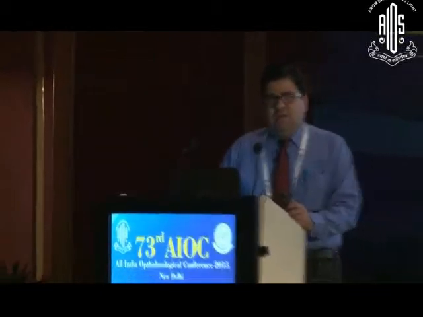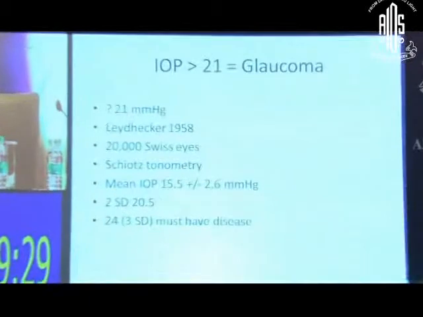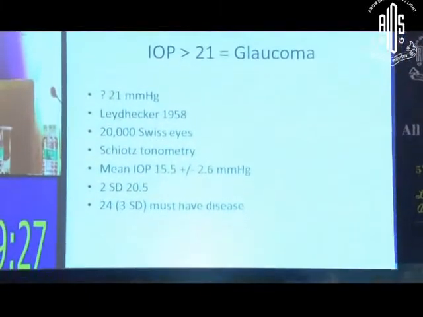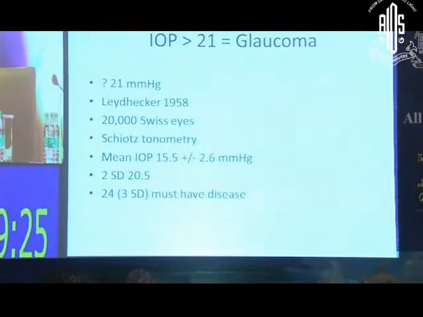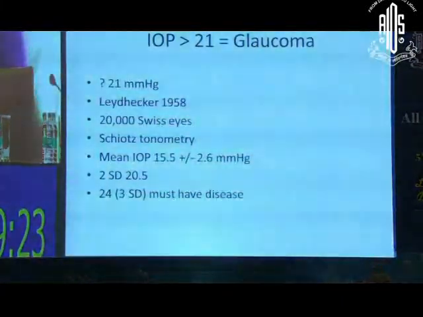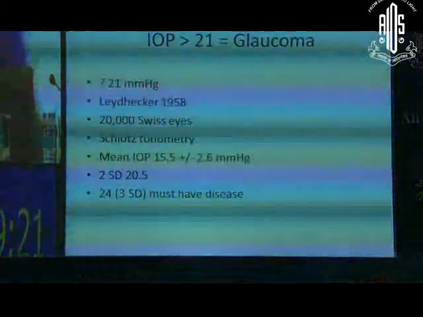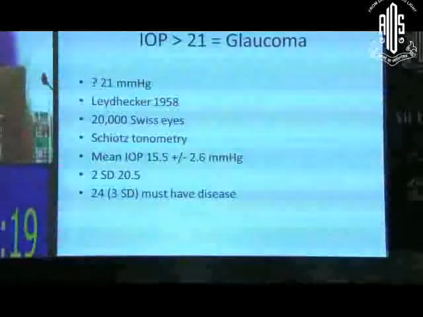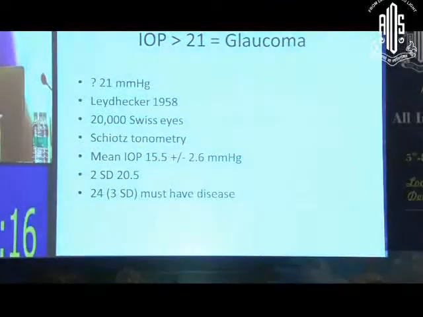And intraocular pressure, often still in most parts of India, glaucoma is defined as any pressure which is above IOP above 21. But let me tell you at the outset, this is not the correct definition of glaucoma today. So let us see how that magic number of 21 came into existence at all.